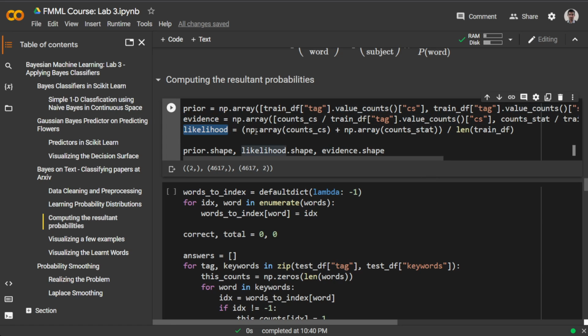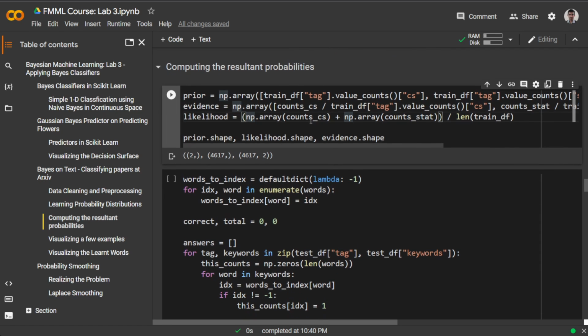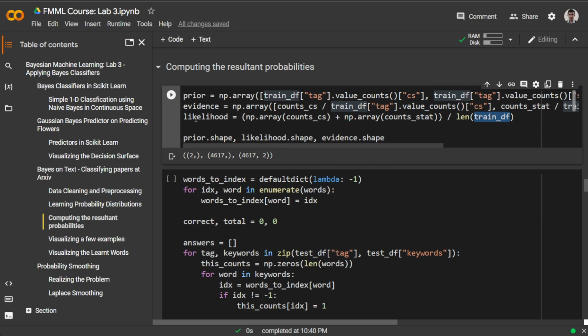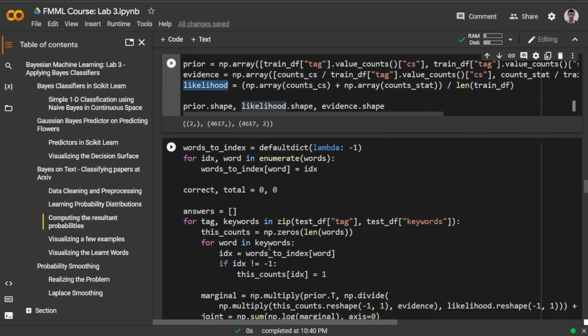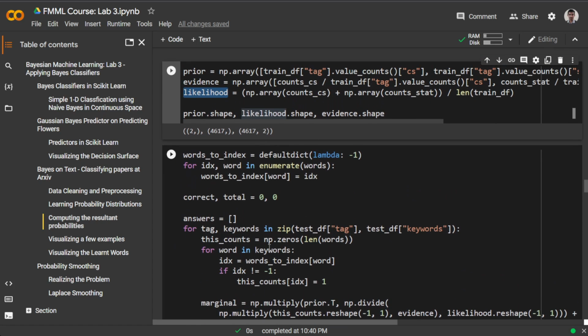Next we compute the likelihood, and the likelihood is just, for every single word, the counts with which it appears in computer science plus the counts with which it appears in statistics divided by the total number of papers. So this is essentially the percentage of papers in which a certain word appears. This is the raw likelihood of a word appearing, the prior of the word you can call it. So now we have the prior, the evidence, and the likelihood.